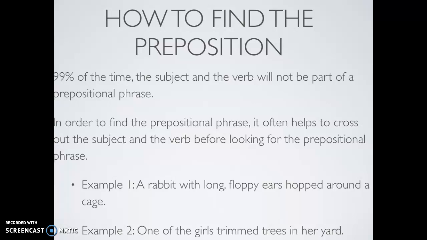Another example would be: one of the girls trimmed trees in her yard. Who is this sentence about? It's about one. What did they do? They trimmed. So my prepositional phrases are probably the things that are left: of the girls and in her yard.